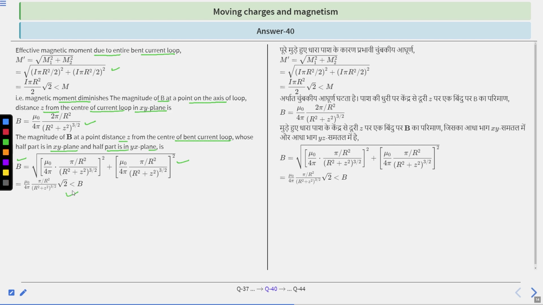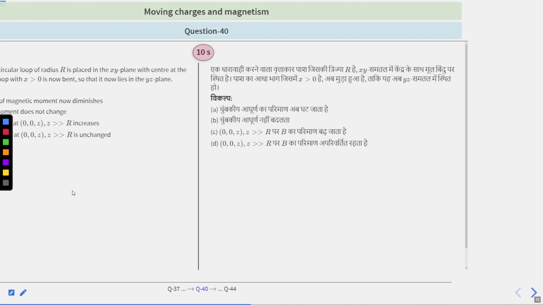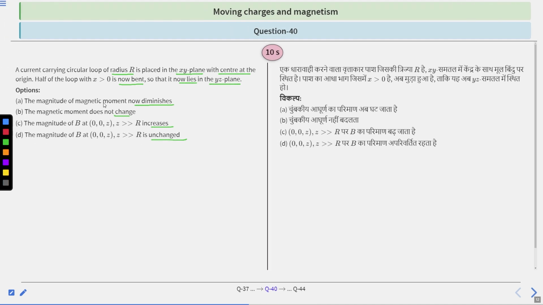Clear? So the correct answer is A. The magnitude of the magnetic moment now diminishes. Clear? So this option is correct.